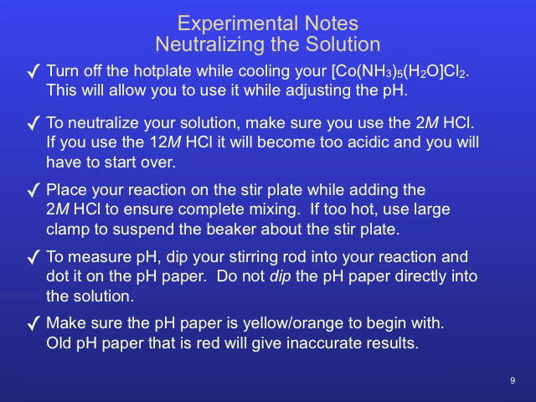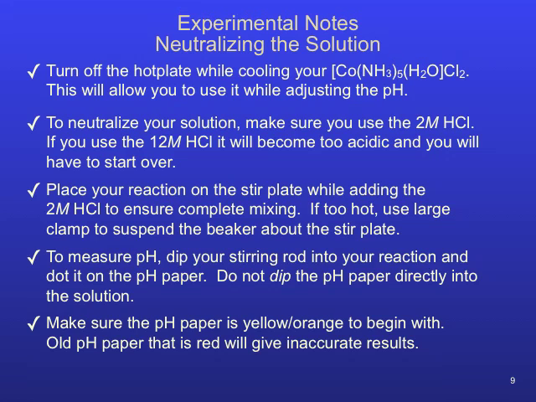Here are some experimental suggestions. After all of the pentaammine chlorocobalt(III) chloride has dissolved upon heating, turn off your hot plate. This will allow you to use a cooled hot plate stirrer later in the procedure. When neutralizing the reaction mixture, use 2 molar hydrochloric acid, not 12 molar hydrochloric acid. 12 molar is too concentrated and will prevent any product from later forming.